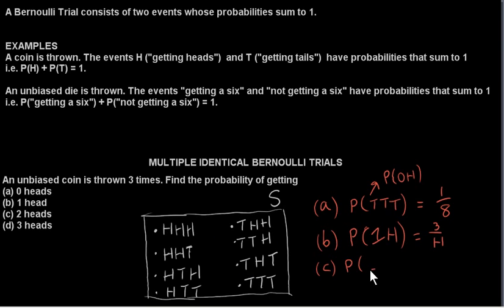Next we want the probability of 2 heads. Well, the event 2H consists of 3 outcomes, HHT, HTH, and THH. So we have 3 elements in that event, so we have 3 over 8. And finally, we want the probability of getting 3 heads. Well, there's only one outcome that consists of 3 heads, so that answer is 1/8.